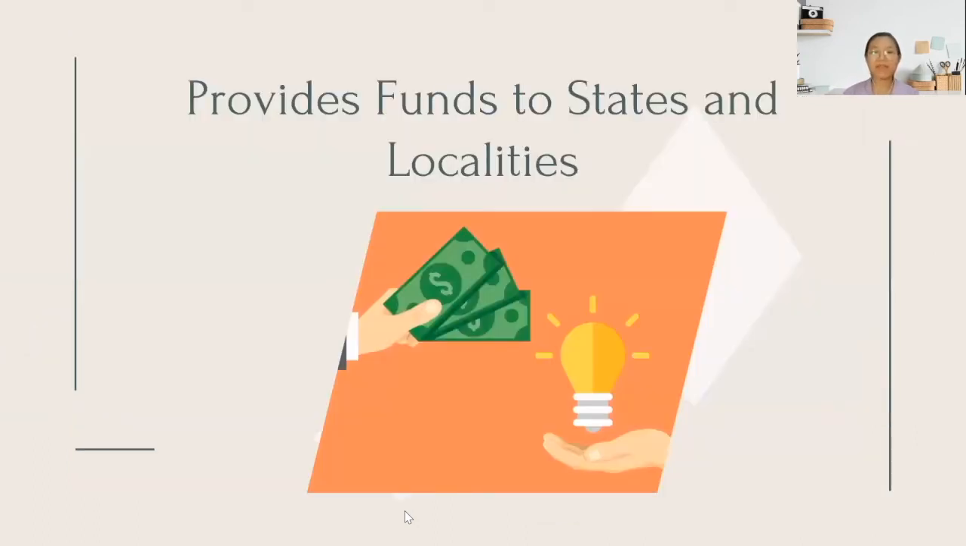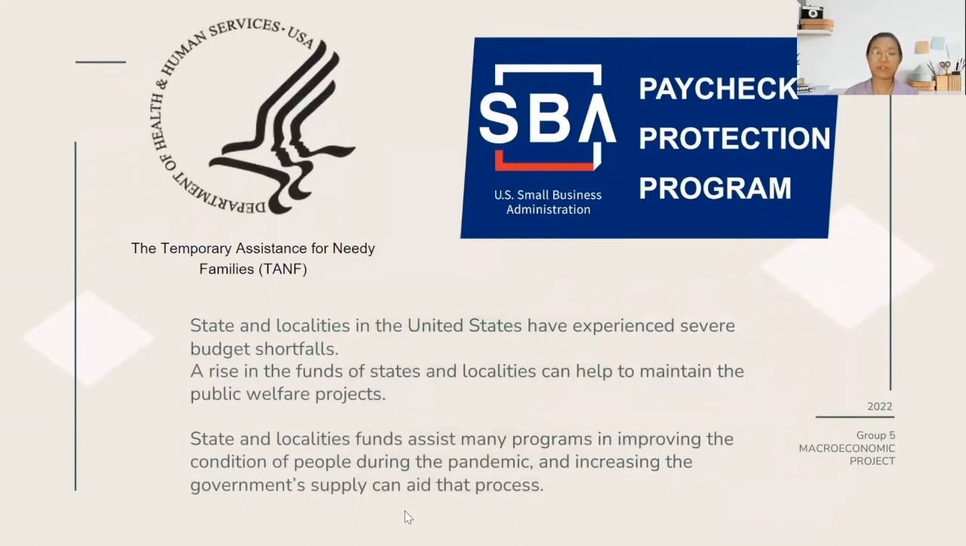During the pandemic, the increase in government spending to provide funds to states and localities has proved to be beneficial to society. Due to COVID-19, the state budgets have been reduced, and this affects spending on social programs and public services. A rise in the funds of states and localities can help to maintain the beneficial projects. The Temporary Assistance for Needy Families is for families with children that cannot provide for the family's basic needs. The Paycheck Protection Program provided loans to small businesses to retain workers and prevent a further decline in spending due to lost wages. In short, increasing government funding to states and localities can help to improve the condition of people in the pandemic.